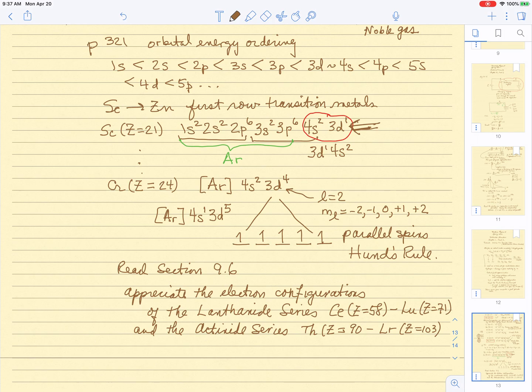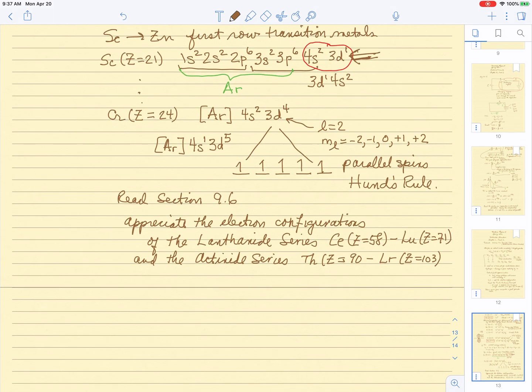Both of these series will be filling f orbitals, and the same rules apply. There are some exceptions, and it gets a little hairy once we get into the lanthanide and actinide series, but there's no way that you would know the exceptions without knowing the exceptions. And they're primarily gotten through atomic spectroscopy. So anyway, I want you to look at that.